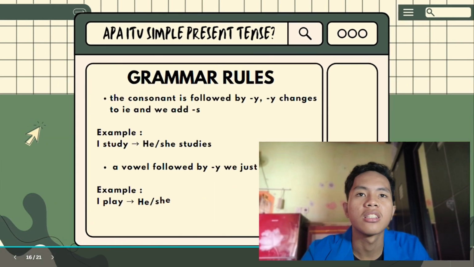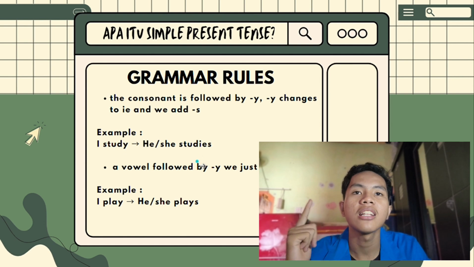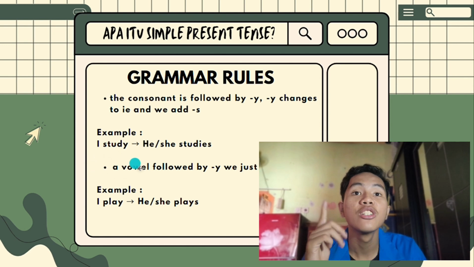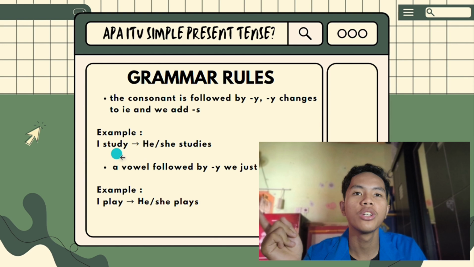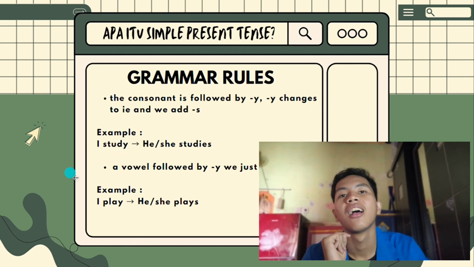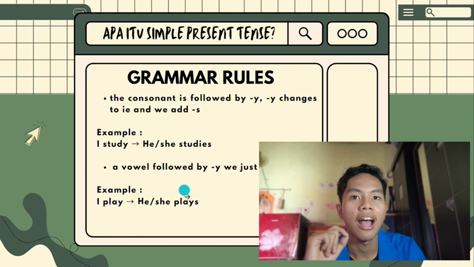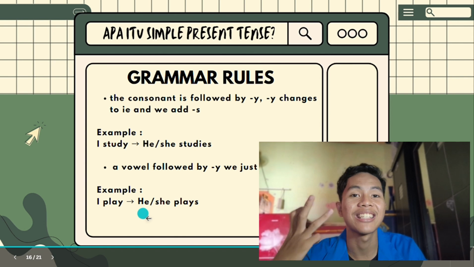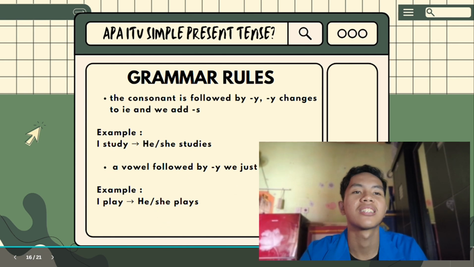So next, when a consonant is followed by y, we change y to i and add es. Example: I study, he or she studies. Study, studies. And when a vowel is followed by y, we just add s. I play. If it is the third person singular, he, she, it, plays. Play plus s. Plays.